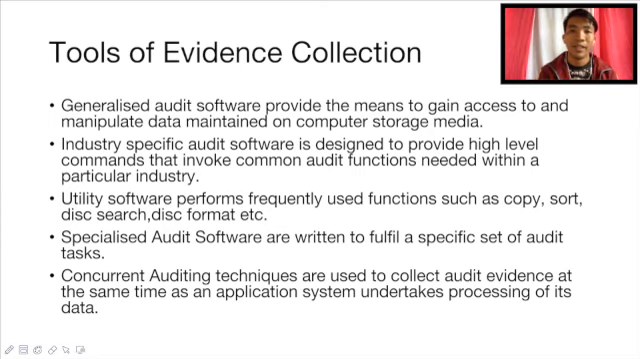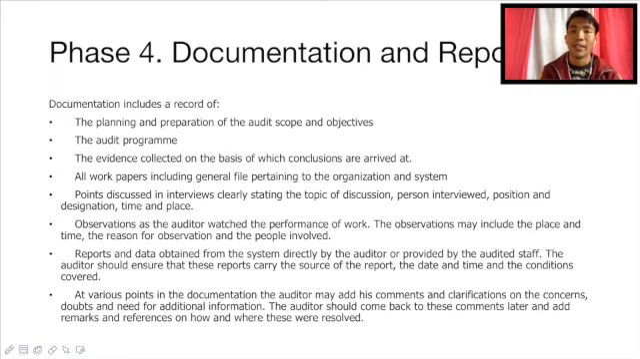So number 4, you'll now start writing the entire report. So the documentation includes the planning and preparation of the scope and objectives, the audit activities you have done, the audit program, the evidences that you have elicited, which were your basis of doing your findings and conclusion. All work papers, including general file pertaining to the organization and the system.